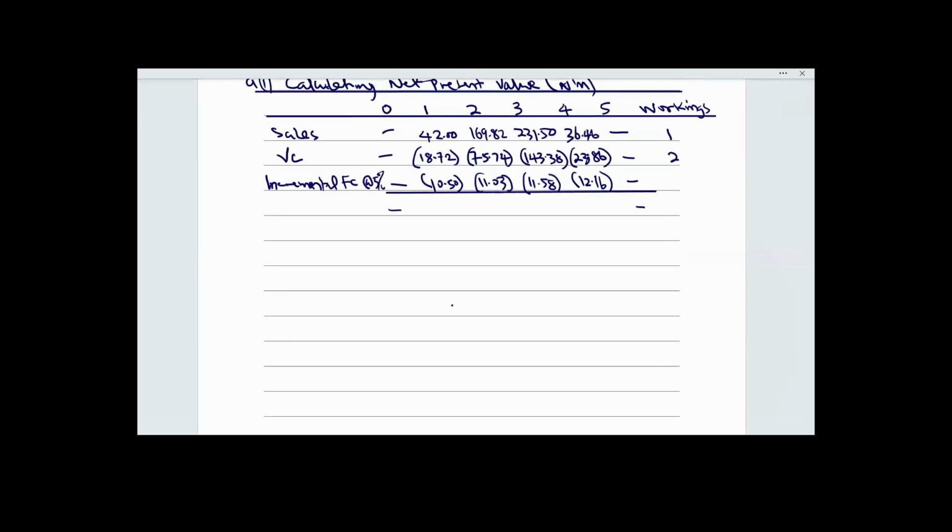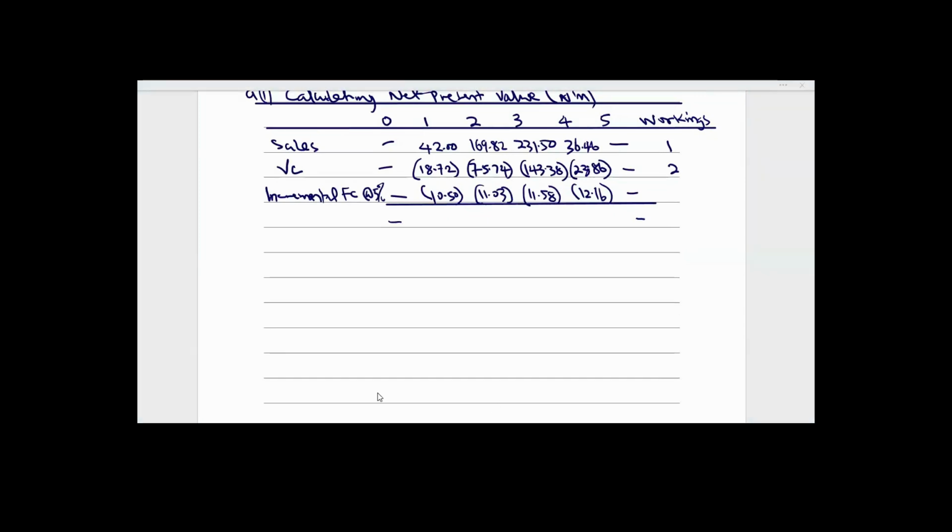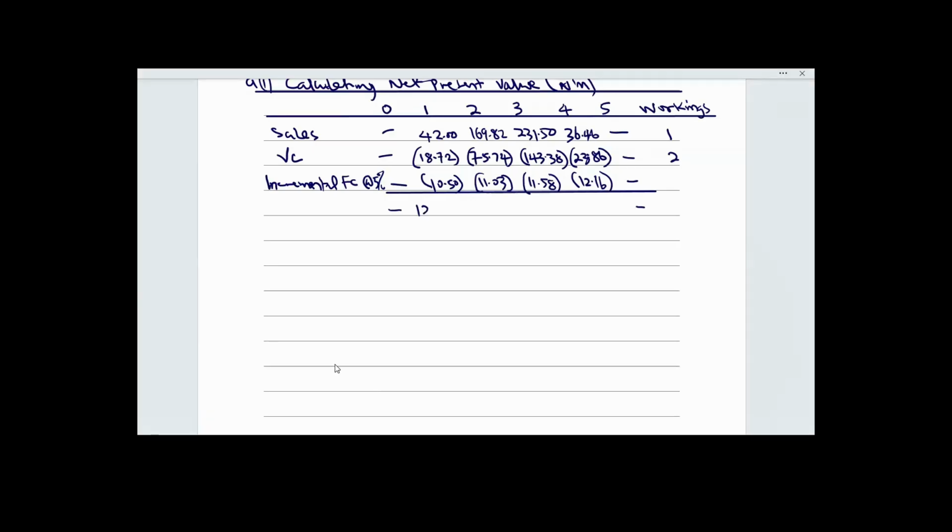Dash, dash. Then 42 for the year 1, 42 minus 18.72 minus 10.5 equals 12.78. 12.78 is the profit of the first year.